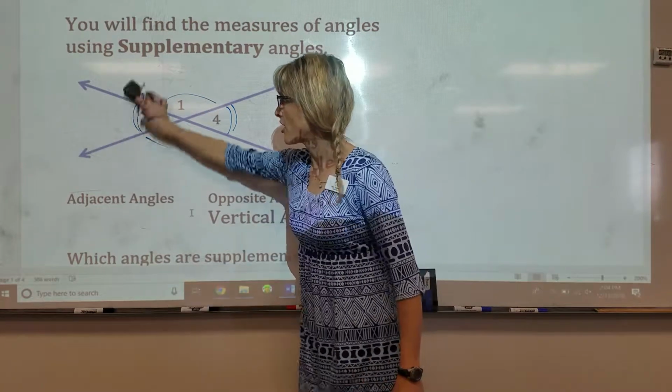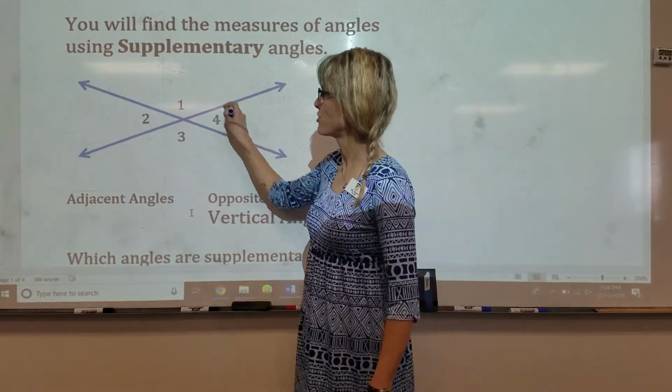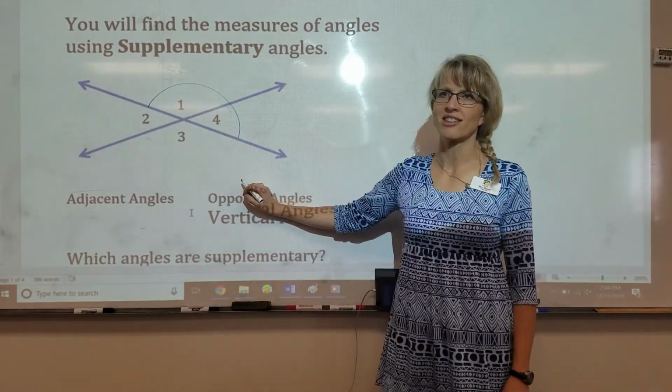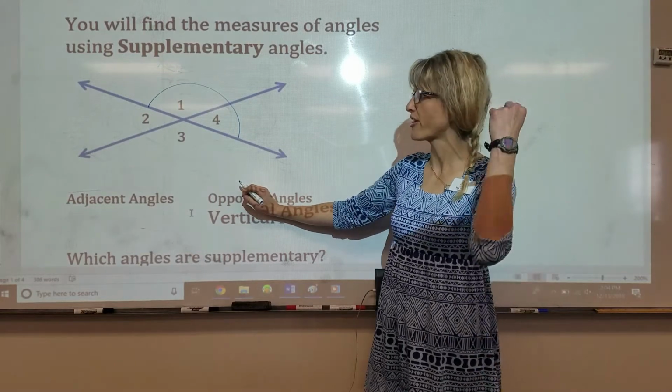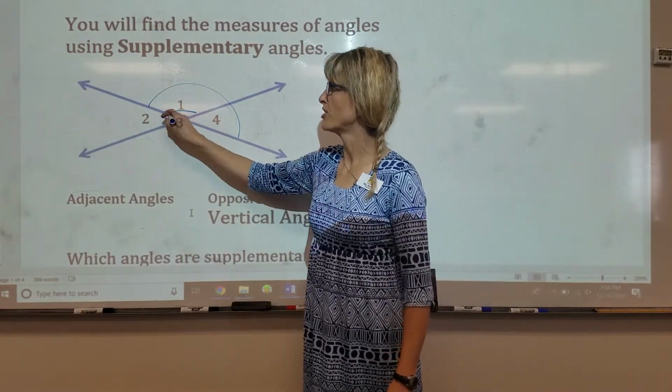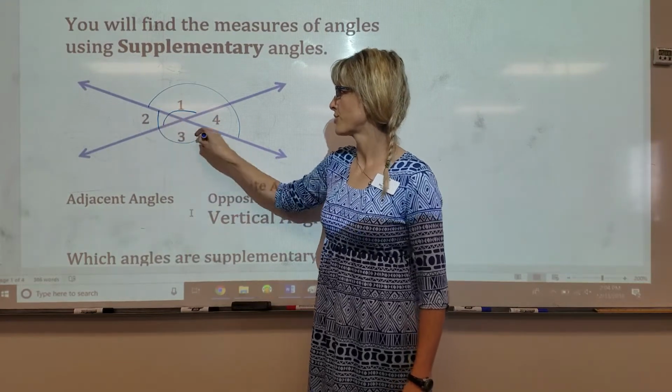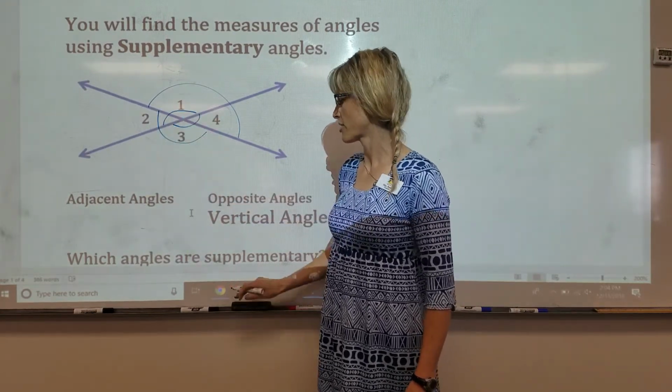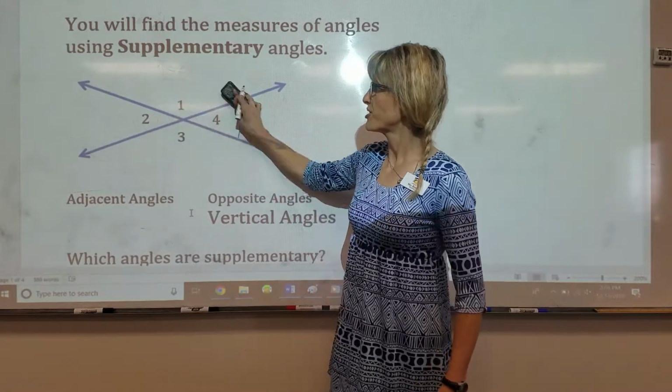Now, if angles are next to each other, we call them adjacent angles. What are they called when they're next to each other? Adjacent. So 1 and 4 are adjacent, but look, 1 and 2 are adjacent, 2 and 3 are adjacent, and 3 and 4 are adjacent. So there's a property between adjacent angles.